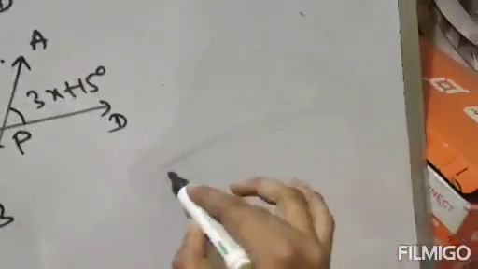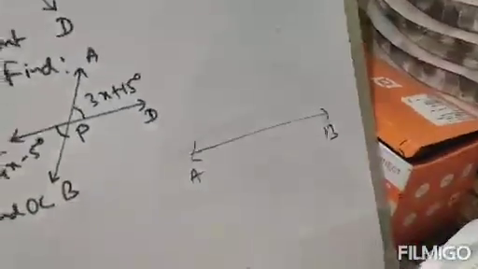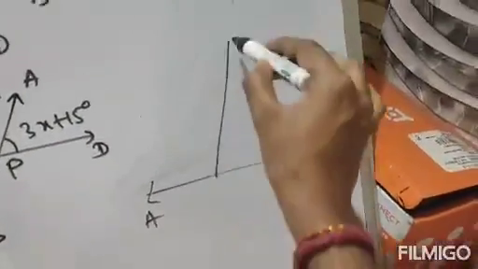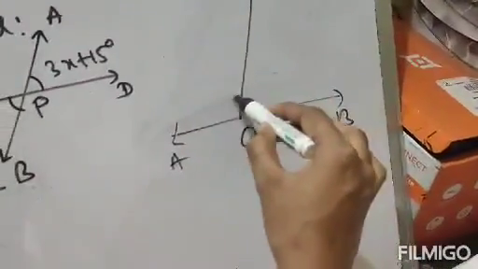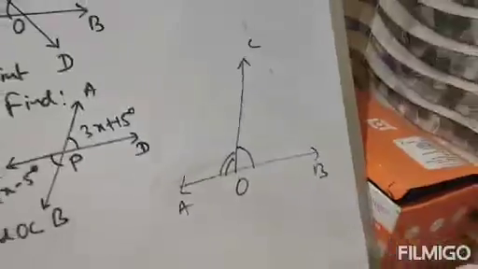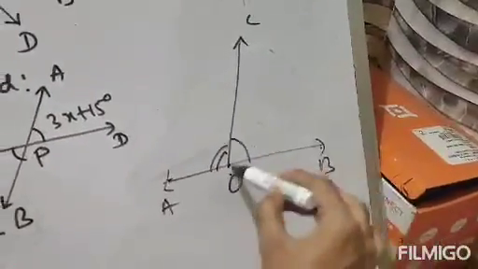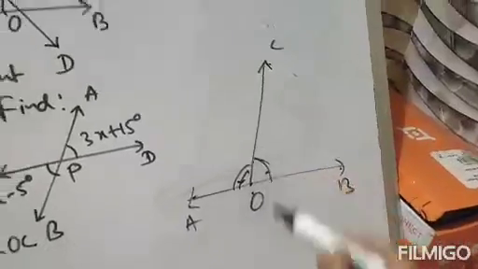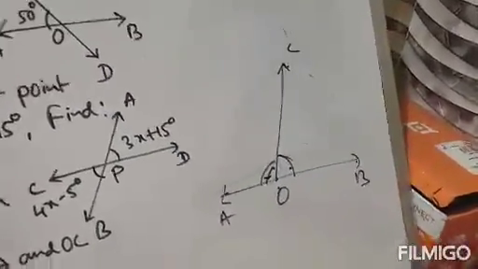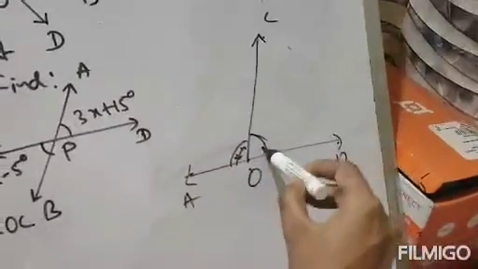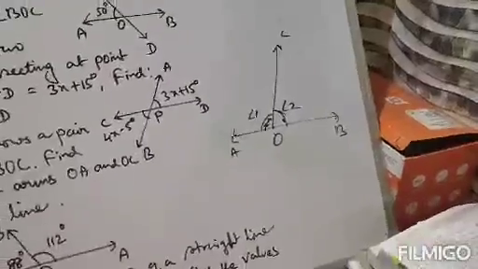Suppose there is a line segment AB given, and it intersects with another line segment C at O. Clear? So this angle is adjacent to this angle, that means angle AOC, this is an angle, and angle BOC, this is an angle. So these two angles are adjacent to each other. Suppose this is angle 1 and suppose this is angle 2. So angle 1 and angle 2 are adjacent to each other.